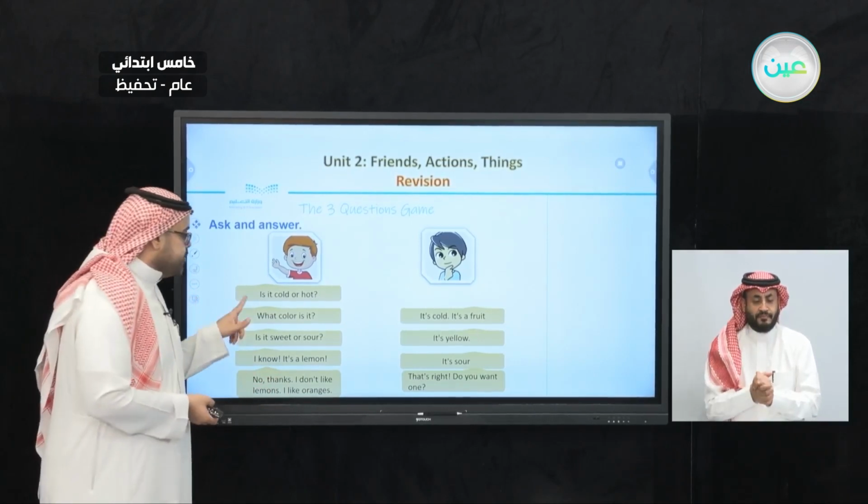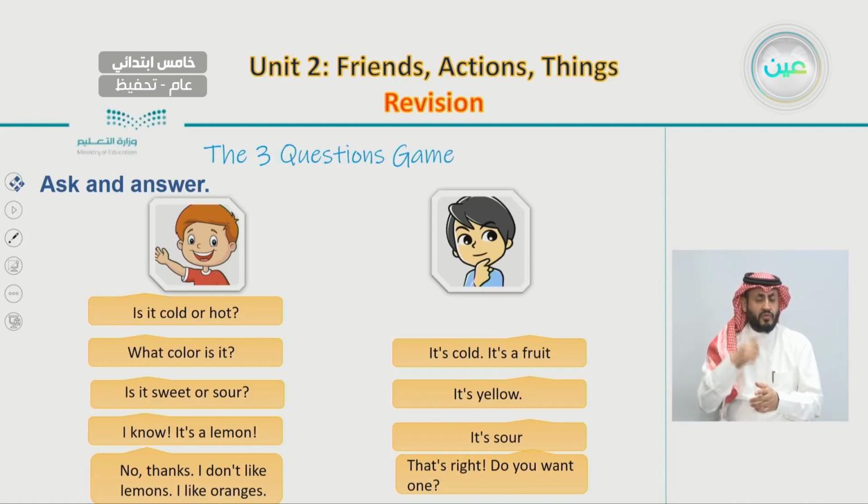He said, for example, is it cold or hot? And Saeed said, it's cold. He asked again, what color is it? Ali said, it's yellow. Also he asks again, is it sweet or sour? And Ali said, it's sour. So Saeed thinks, okay, it is cold, it's yellow, it's sour, and it is a fruit. So the answer is lemon.